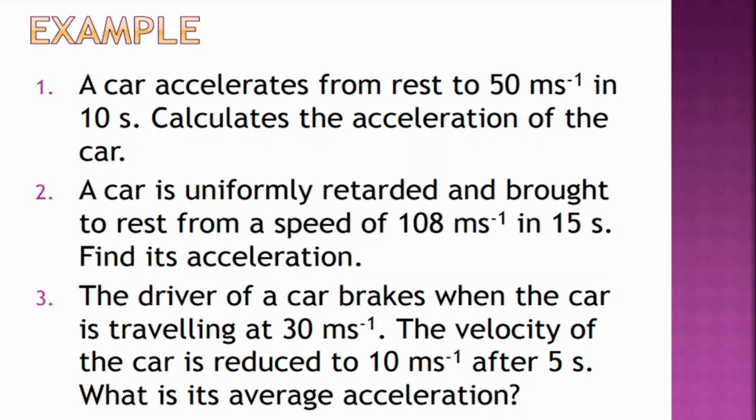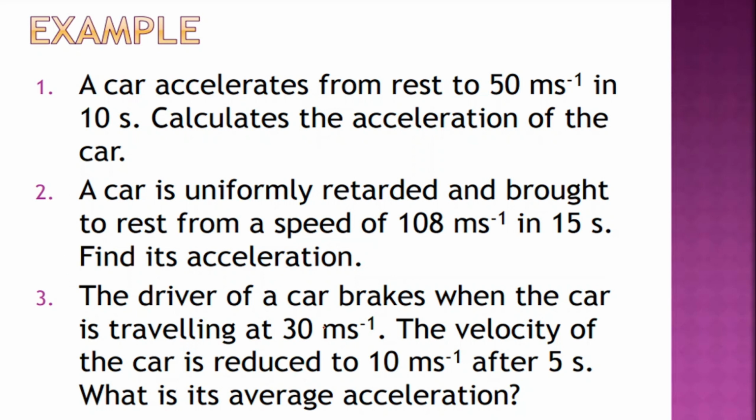Now let's come to the example. A car accelerates from rest. If we say that a car accelerates from rest, it means that its initial velocity is zero. It means u is zero, because the car has started from rest. Then it changed to 50 meter per second. So the final velocity is 50 meter per second, and the time interval for this is 10 seconds.